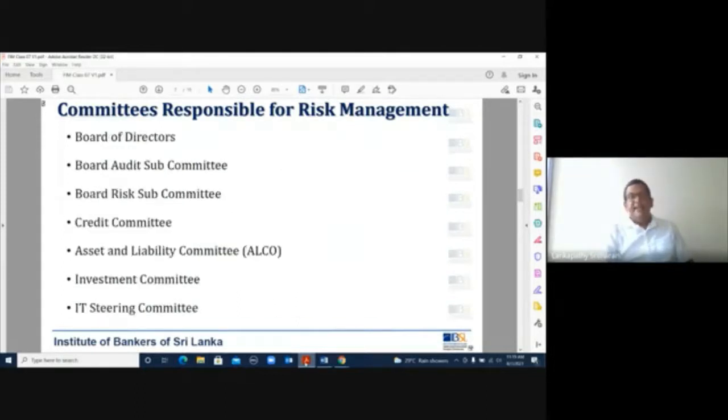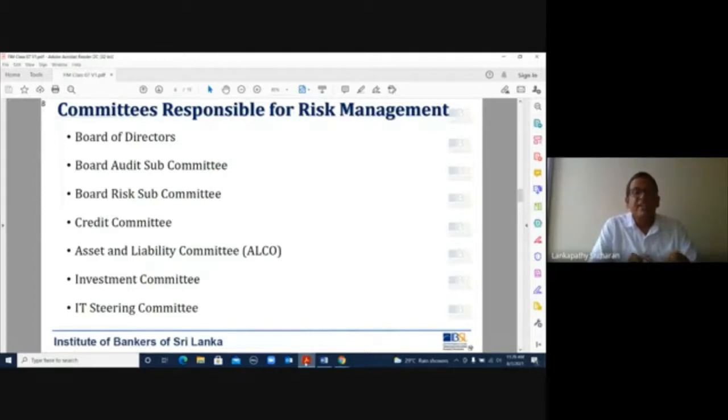Okay, then these are some of the committees for risk management. The first one, of course, everybody knows, is the board of directors. The board of directors has the ultimate responsibility for the risk management function. They are the people approving the risk management policies, and they decide the risk appetite level of the particular bank or finance institution. We will discuss that later. So the first committee is the board of directors.